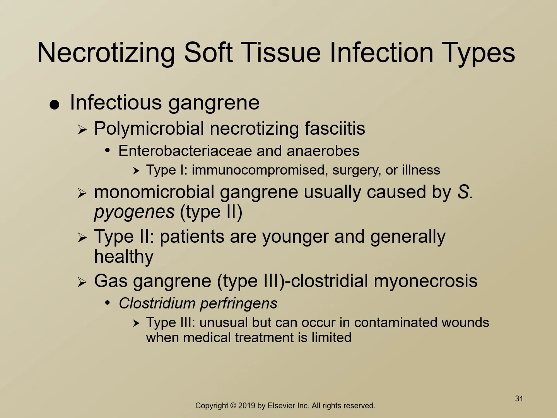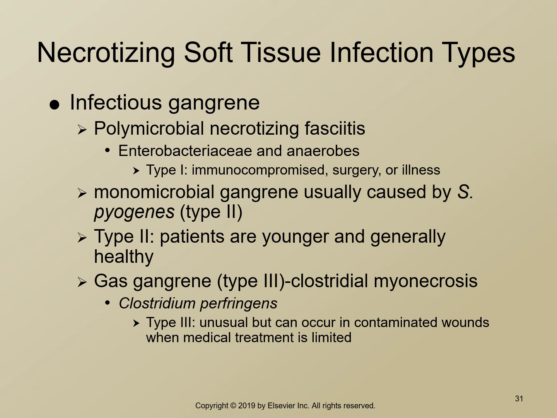So there's type 1, that's a polymicrobial necrotizing fasciitis, typically caused by Enterobacteriaceae and anaerobes. Type 2 is a monomicrobial necrotizing fasciitis, usually caused by group A strep, Streptococcus pyogenes. And then there's the type 3 gas gangrene, that's known as Clostridial myonecrosis, and this is caused by Clostridium species, usually Clostridium perfringens.